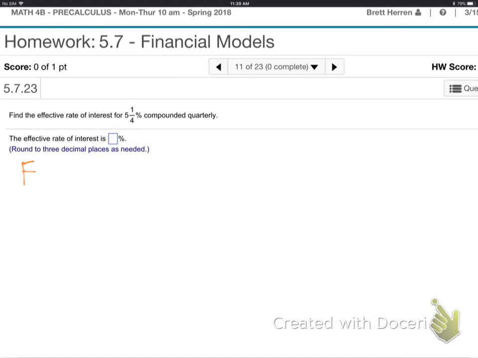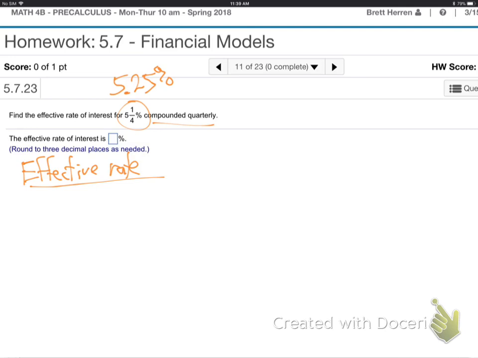Okay, so effective rate. Look at the listed rate, 5.25% compounded quarterly. That's the listed rate. So what do they mean by that? What's a quarter? What decimal? 5.25%. Okay, so that's what they're listing. That's what they're saying. But really, the effect is going to be higher, isn't it?